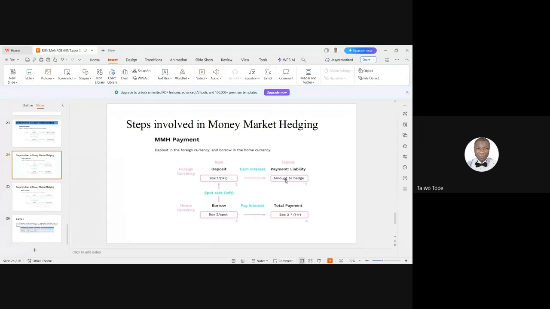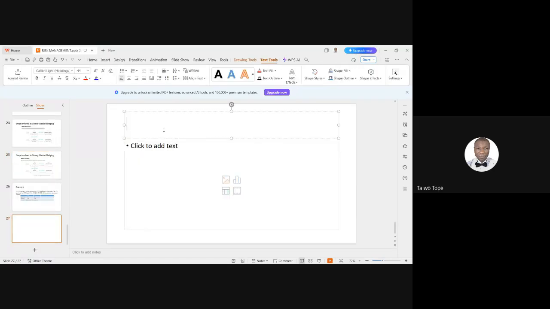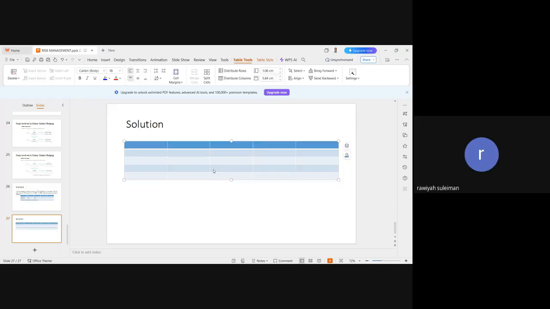If you have 8 million here, 8 million divided by 1 plus R. What is your R? That is the question now. Anybody? 3 over 12 times 5.5. Very good.